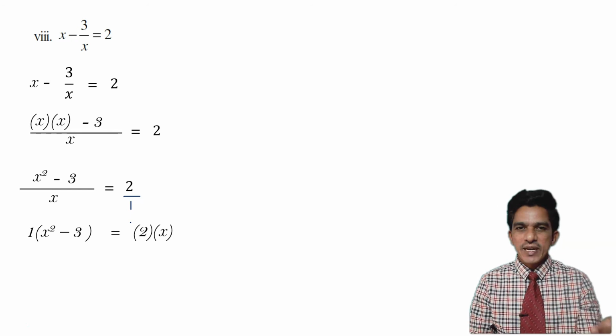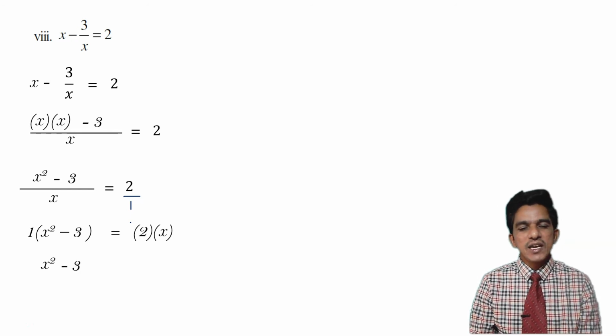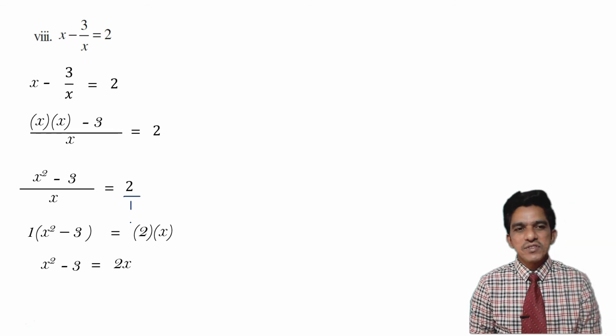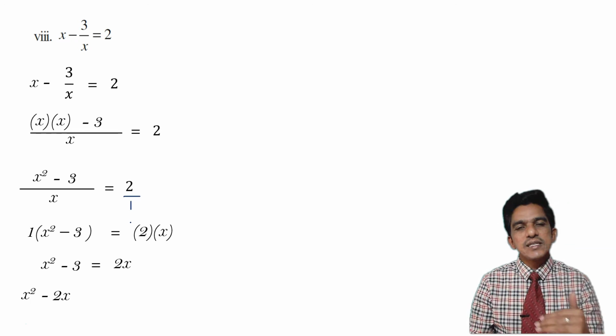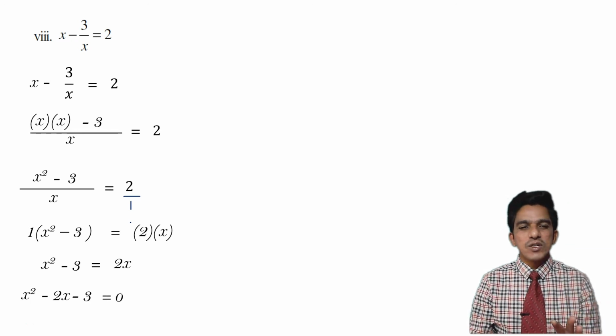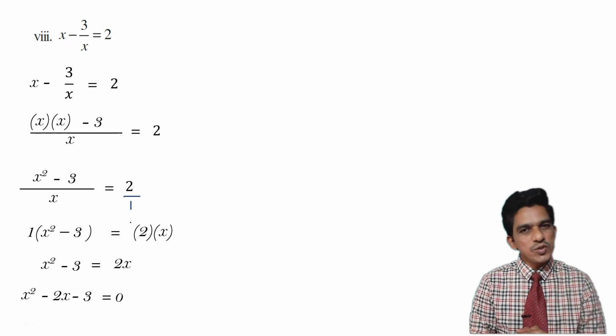1 into x square minus 3 into x square minus 3 on the left side, and on the right side we have 2x. Now let us transpose the 2x to the left side. Then you will have x square minus 2x minus 3 is equal to 0. Now we have converted the equation to standard form.